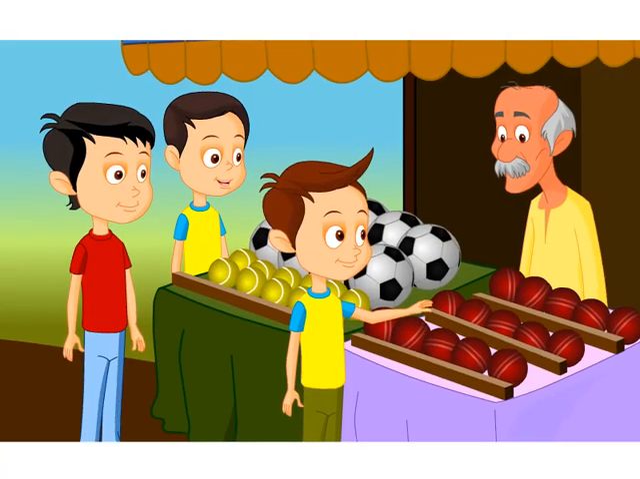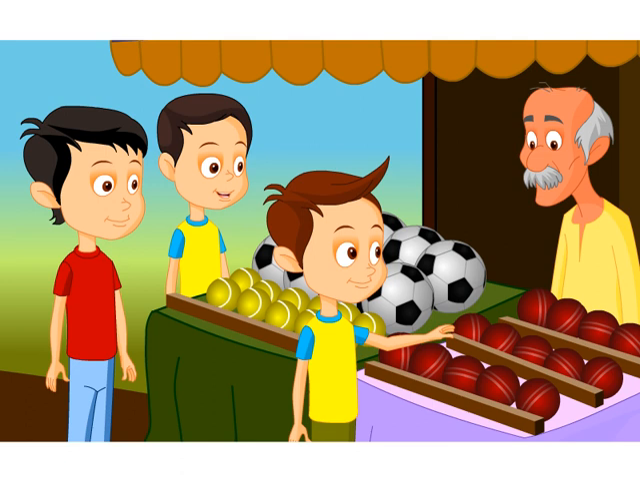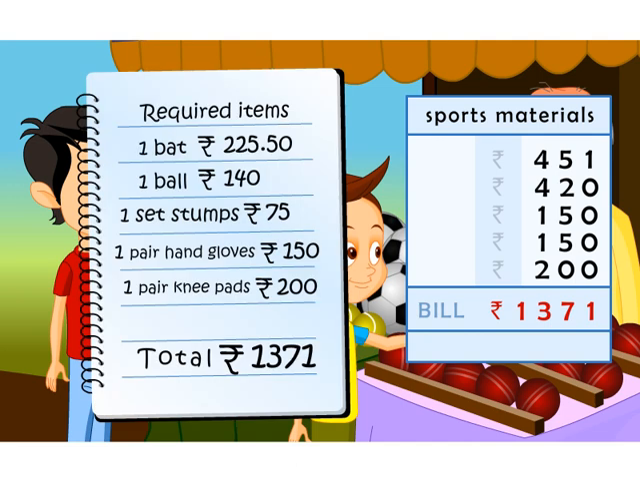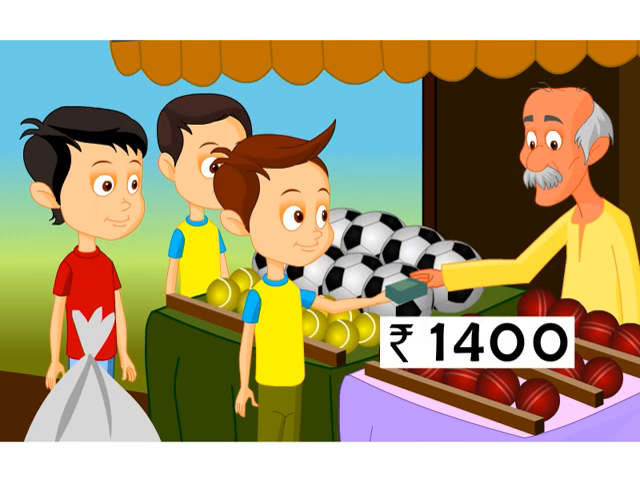The boys buy all the required items from the shop. The cashier of the shop hands over a receipt of their purchases. John verifies the receipt with his list. Oh, it is exactly the same amount. Now, John hands over ₹1,400 as he does not have the exact change.